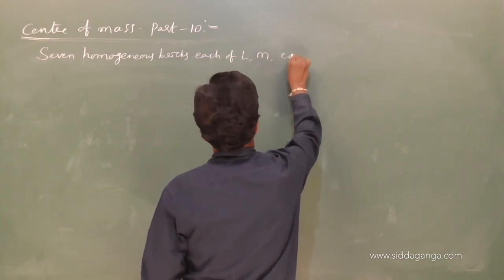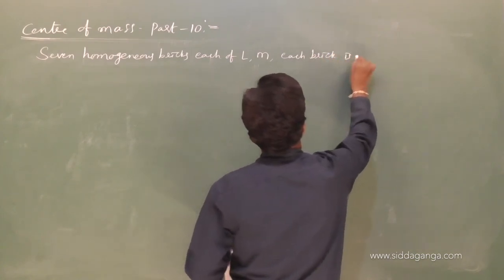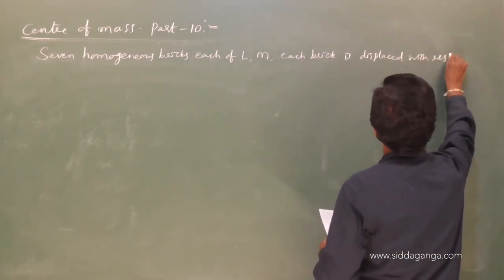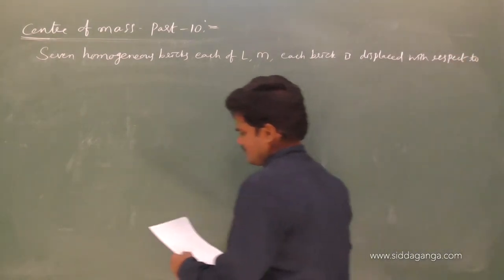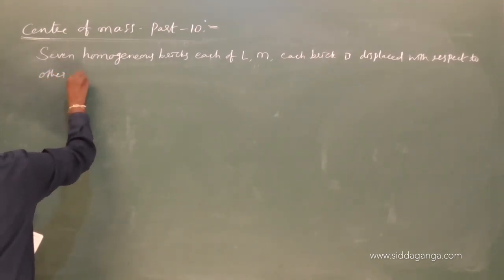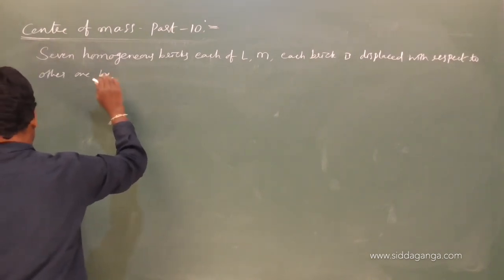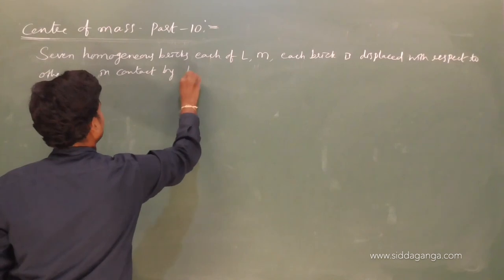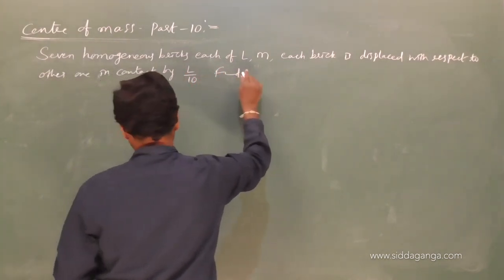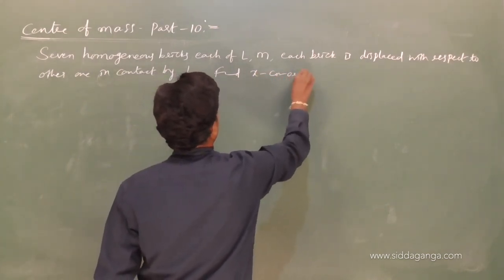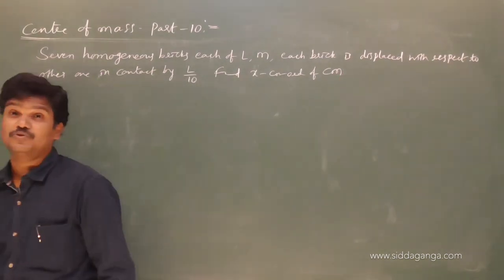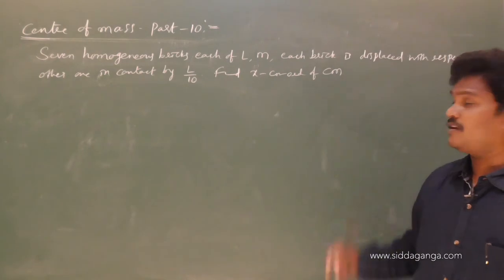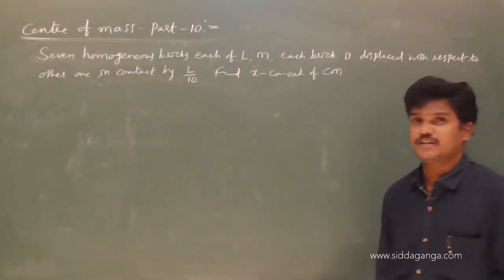and each brick is displaced with respect to the other one in contact by L by 10, then find the x coordinate of center of mass. They gave 7 homogeneous bricks, each extends by L by 10. They gave the diagram. I am going to draw the diagram. Then our target is to find out the x coordinate of center of mass.